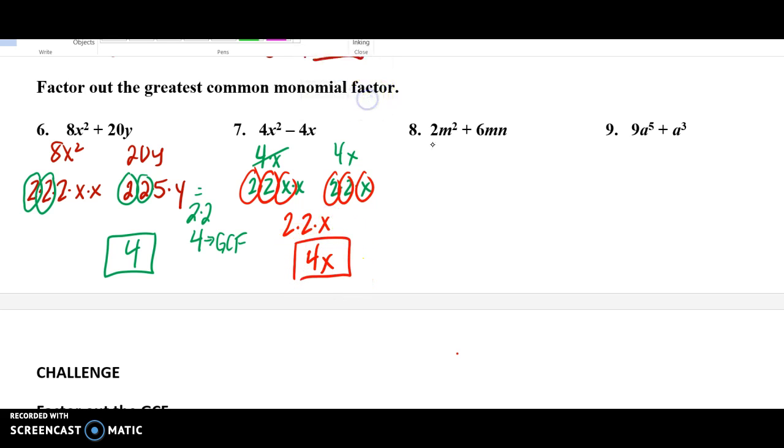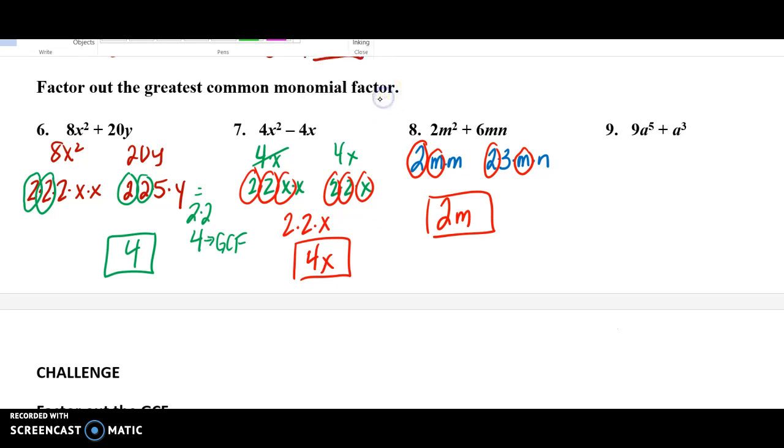For the next one, 2m squared would be 2 times m times m, and 6mn would be 2 times 3 times m times n. So when we find our common factors, we have 2 and we have an m. So 2m is our greatest common factor.